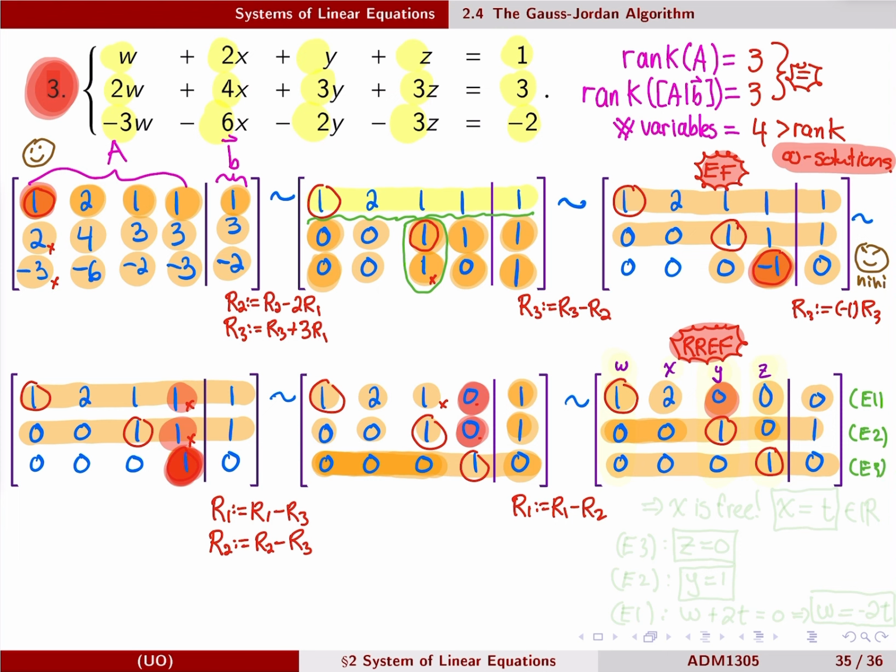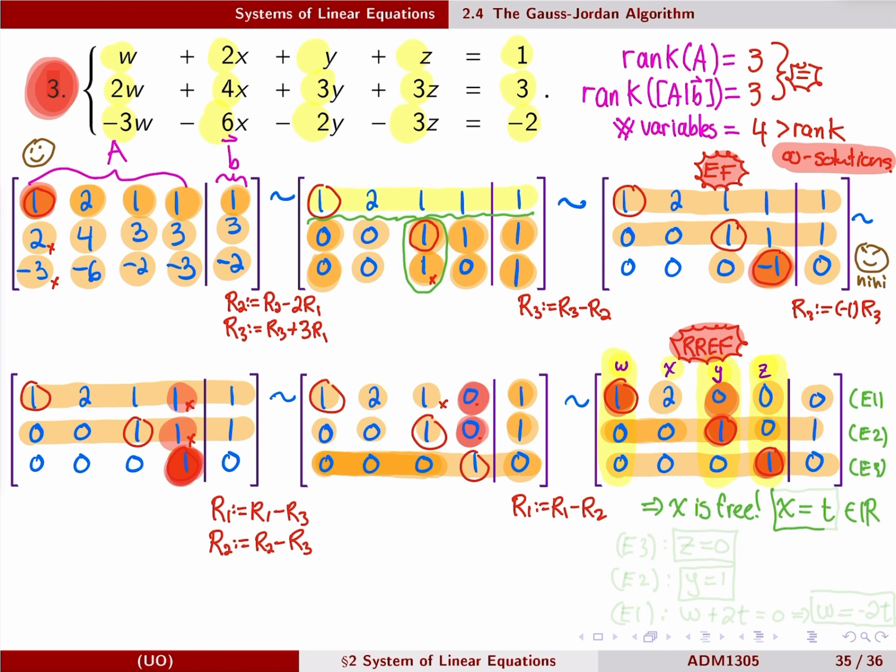I also like to take the time to put the variables on top of each column in the coefficient part, just to remember which variable is associated to which, because here we can see that we have a pivot in the column for W, a pivot in the column for Y, and a pivot in the column for Z. The only one that is pivot free is X, and this is what we're going to use to identify our free variable. So the only free variable is X, so X is free. We're going to say that X is equal to T, some real number.